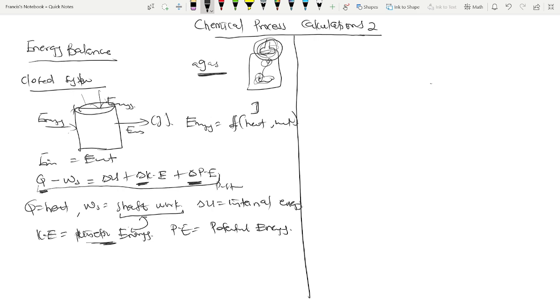Now let's define the terms further. When we say heat, we know that for a closed system, heat is being exchanged. Of course, heat is energy, right?